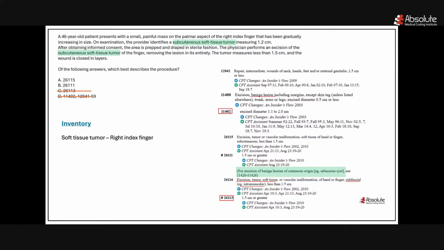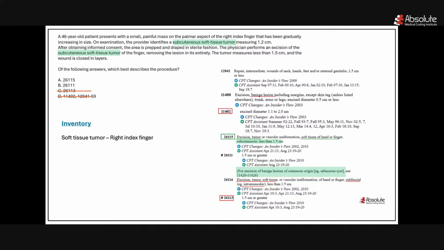Excised diameter is 1.1 to 2 centimeter. Now, again, this is for excision of cutaneous origin, right? The benign lesions of cutaneous origin. We had an excision of a soft tissue tumor, and you can see it's also documented over here that for excision of benign lesions of the cutaneous origin, you have to use the code series from 11420 through 11426. So this is not a cutaneous lesion. We are coding from the musculoskeletal chapter because it was a subcutaneous soft tissue tumor.